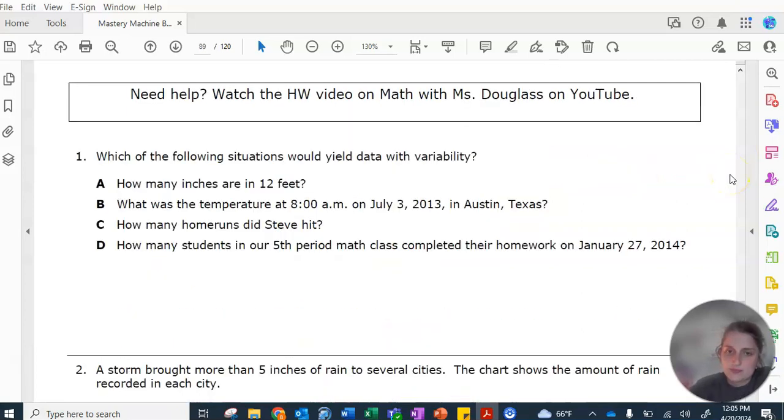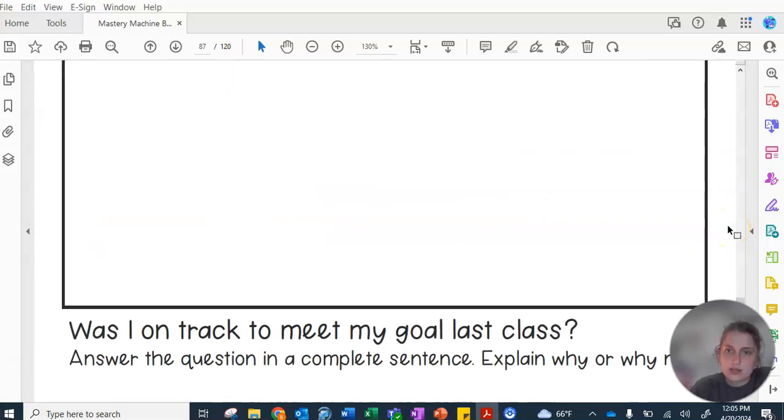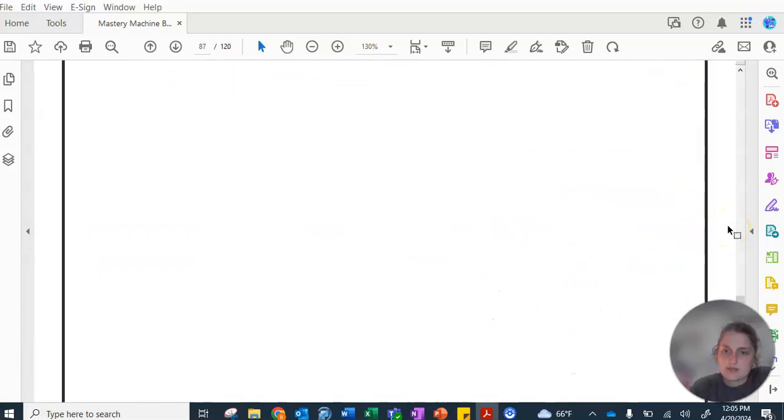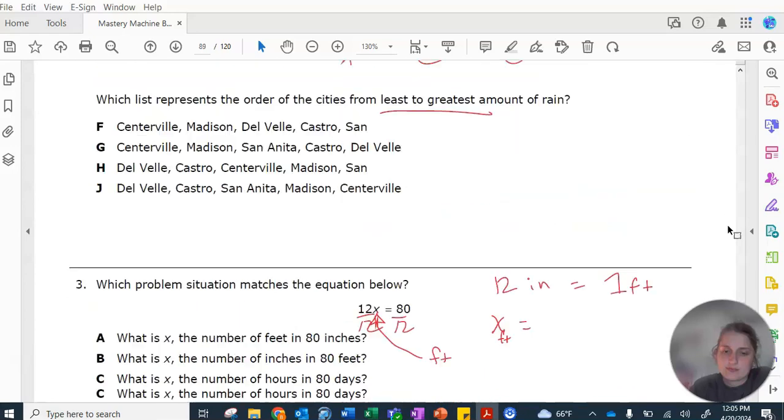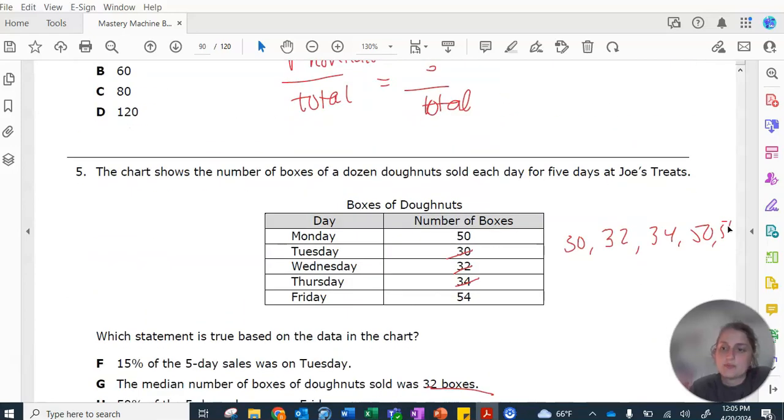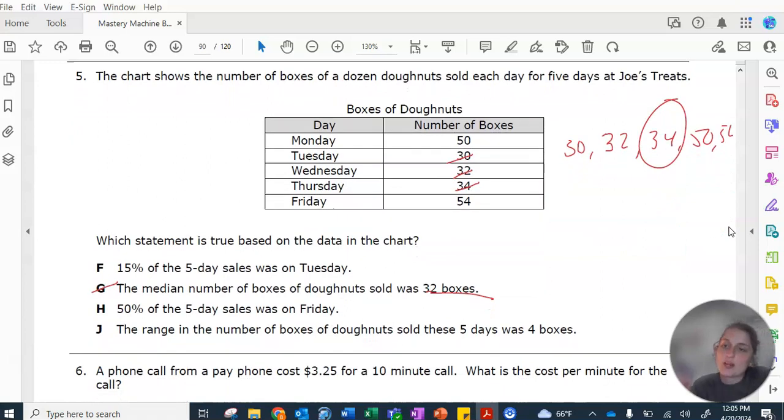It looks like my median is 34, so it's not G. Range is the maximum minus the minimum. 54 minus 30 is 24. The range of the boxes sold these 5 days was 4 boxes. No. Oh, I see how they made that mistake. Look, if they didn't sort their list, those 2 subtracted gives you 4.